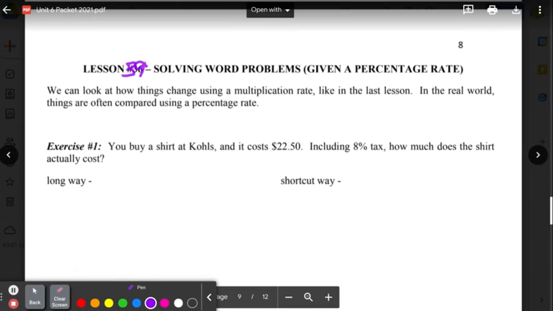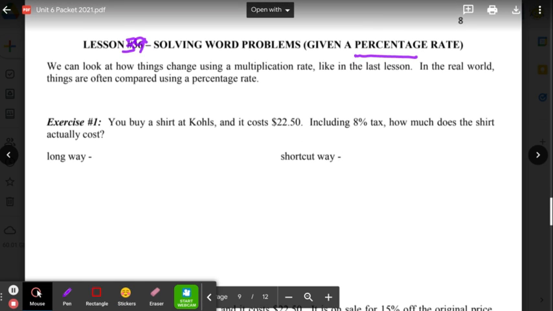So today we're doing lesson 39. It's on page 8. We're still solving word problems with exponents, but this time you're given a percent. It is almost the same thing as what we did yesterday, but the multiply rate, the thing that we have in the parentheses, is going to be a little bit different. So before we get into this, let's just look at percents in general.